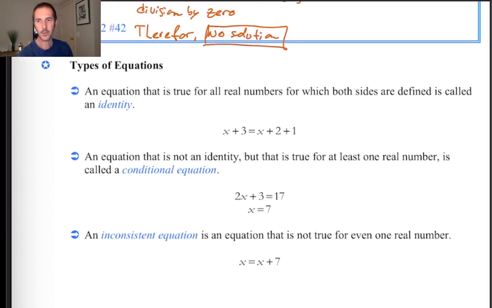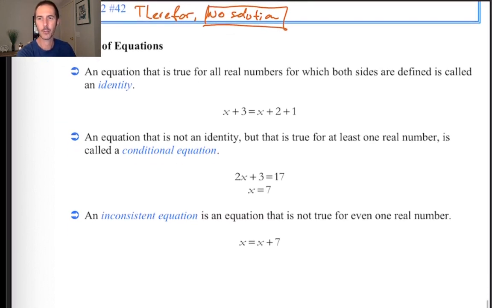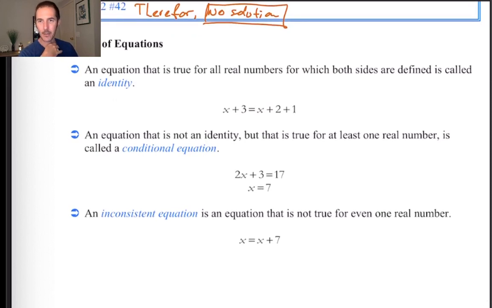There are some different types of equations. You might have heard about these in a previous algebra course. I just talked about these in my intermediate algebra course. An identity. If you notice this equation right here, if we combine like terms on the right-hand side, you get x plus 3 equals x plus 3. That is a true statement all the time. Pick any x value you want, positive, negative, 0, square roots, I don't care. Plug them in, that statement's going to be true. It's true for all x values.